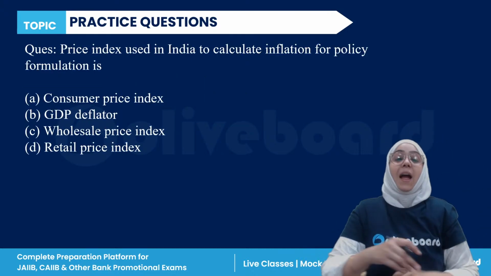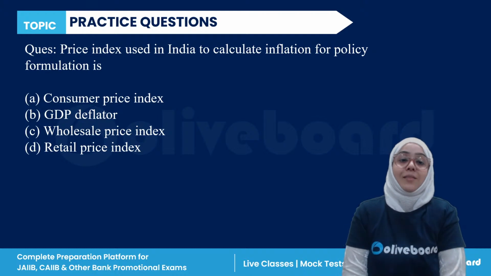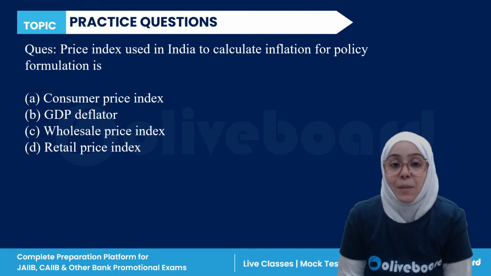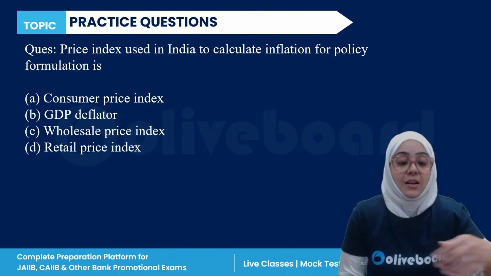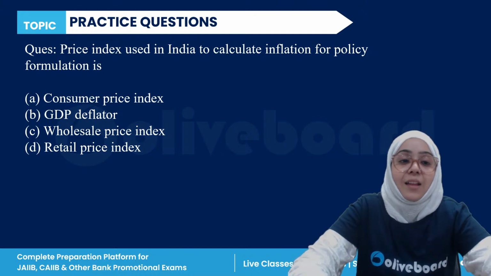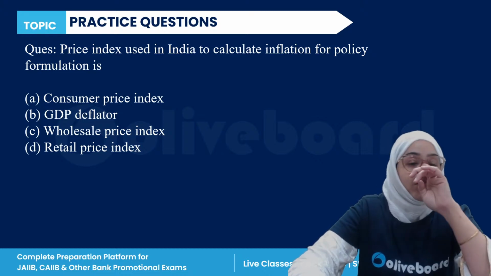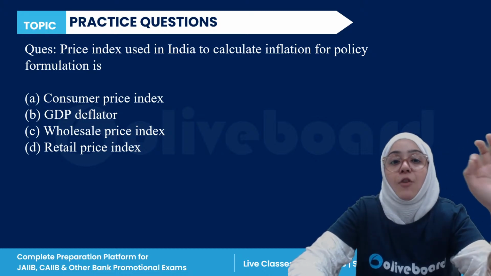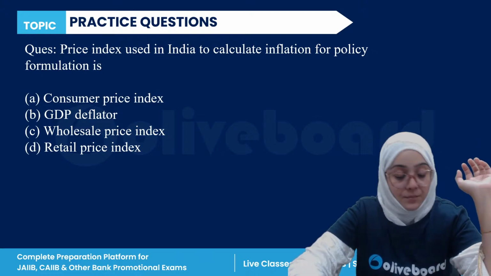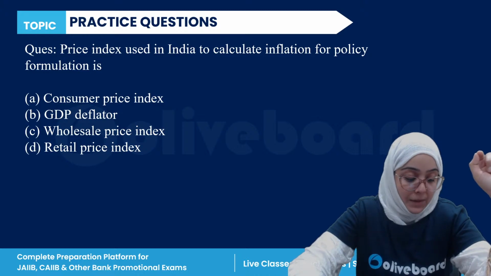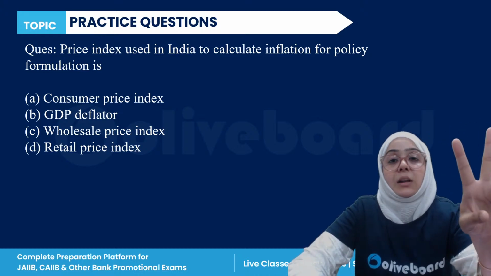Next question. The price index used in India to calculate inflation for policy formulation is: consumer price index, GDP deflator, wholesale price index, or retail price index? From which method is India calculating inflation for policy formulation? There are two things you have to remember.